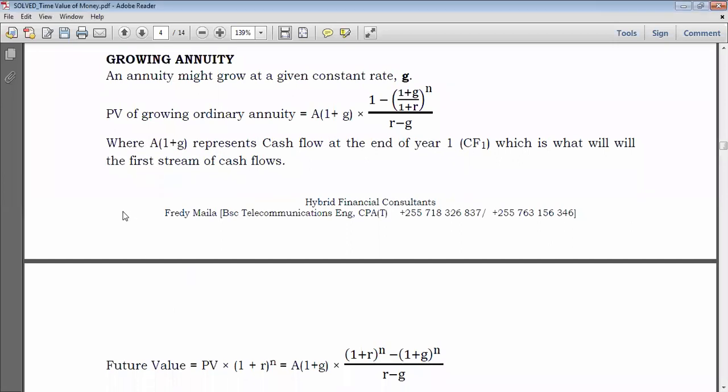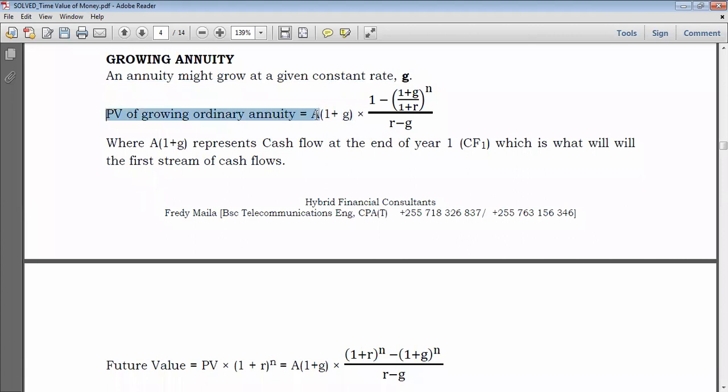So an annuity, as we spoke above, might grow at a given constant rate. And what do we do in case it grows at a given constant rate? Now, I just simplified matters for you. Actually, I just refer to the normal formula for annuity, but you have to adjust it a bit. So the present value of a growing annuity is obtained in this way.